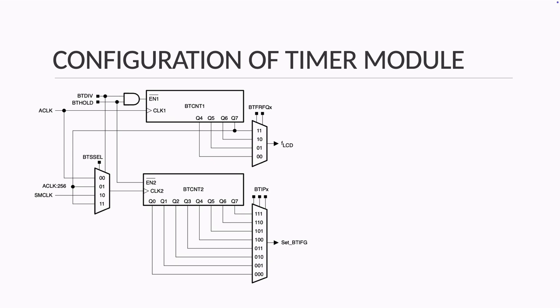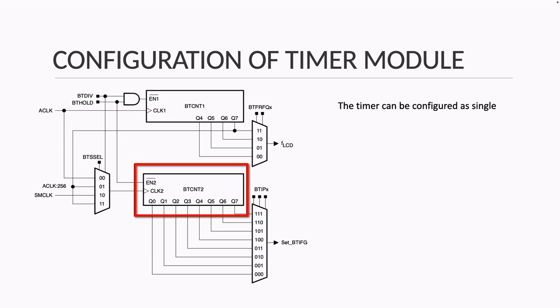The basic timer module has a couple of configurations and 3 clock sources. The timer can be configured as a single counter, where only one counter is working and, when the threshold is reached, an interrupt is triggered. By using only one counter, we have an 8-bit timer, since only one counter is doing the work.